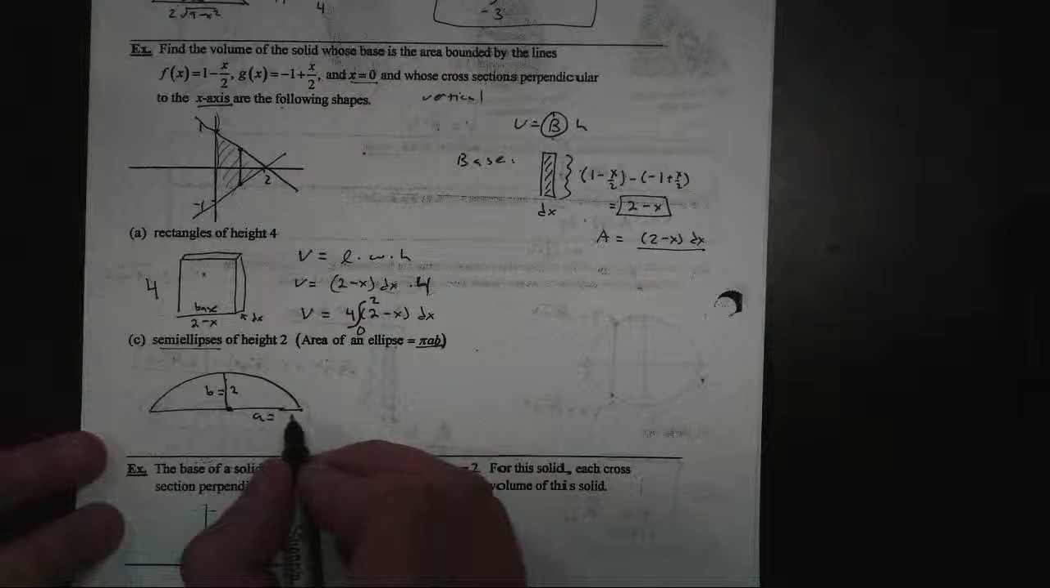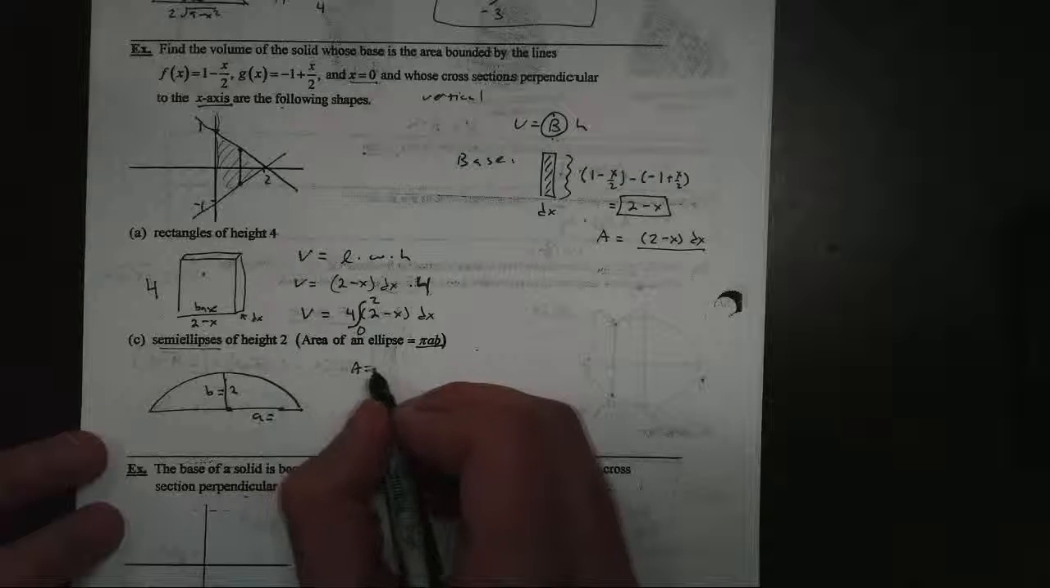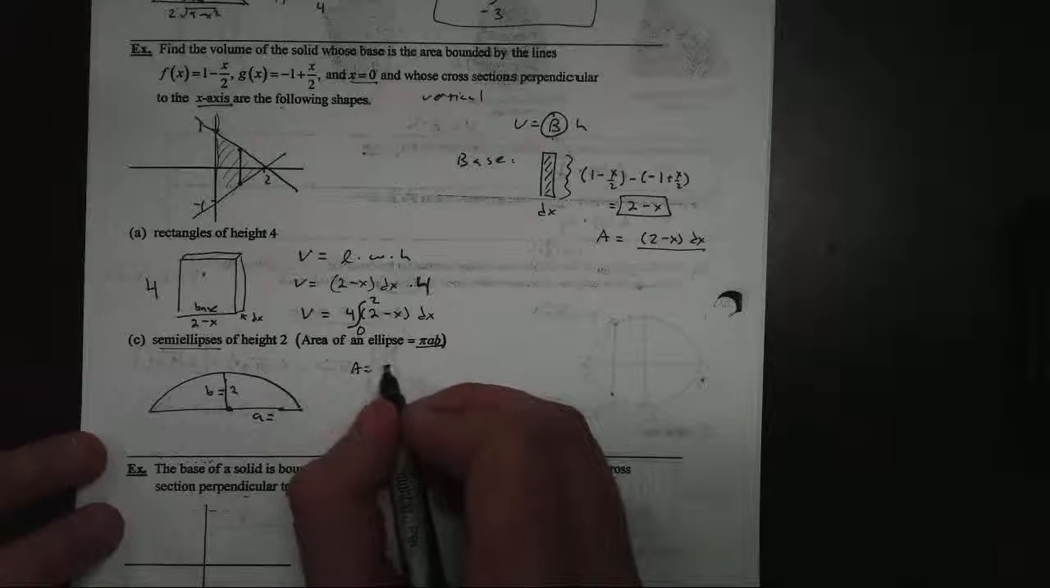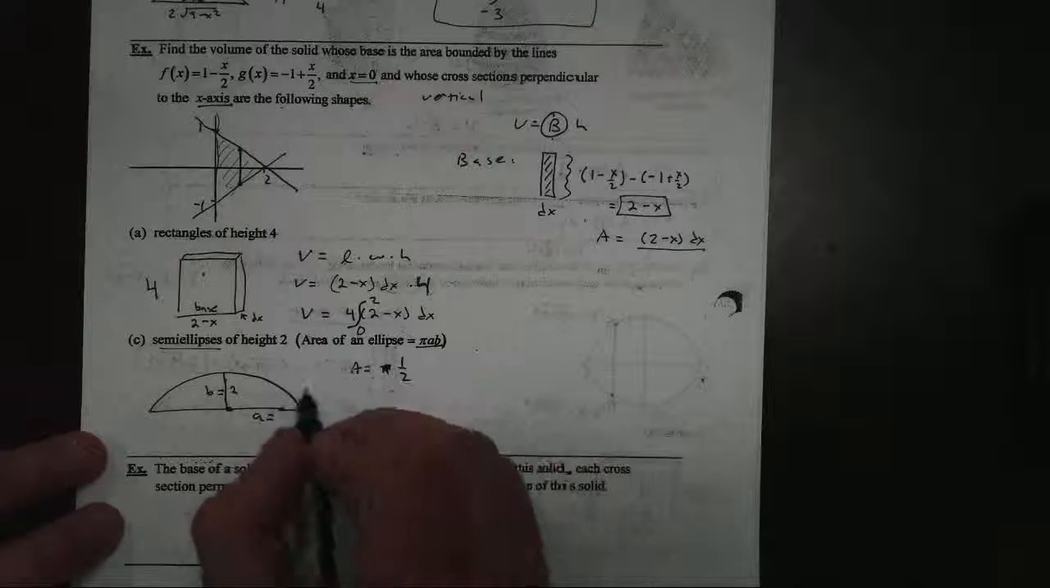I want to find what A is, because I want to get the area of my function. I go pi, if I know what A is, by the way, it's going to be 1/2 because we're talking about a semi-ellipse.